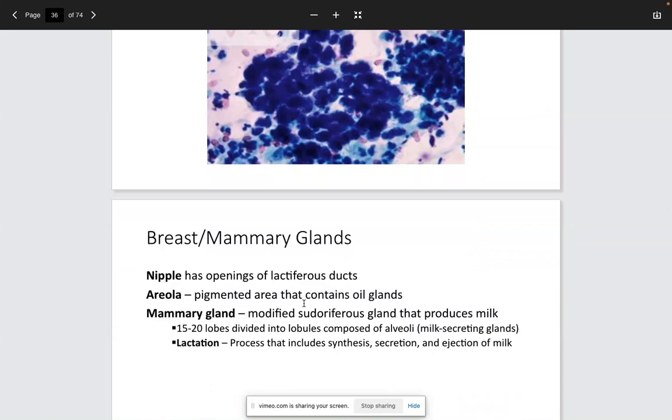You're going to have the areola. Again, this is just the pigmented area that contains oil and glands. The mammary gland itself is going to be what's responsible for lactation.